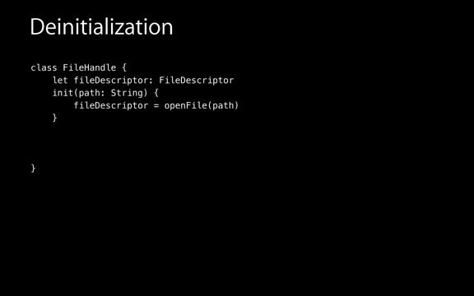And deinitializers are just declared using the deinit keyword. So for example, here we have a class that when we open up a file, if this class gets deallocated before we have a chance to close the file, well, that's not good. So think of this as the last resort, the last chance that you have to clean up non-memory resources before your object is deallocated. But again, most of the time, you probably won't need them.